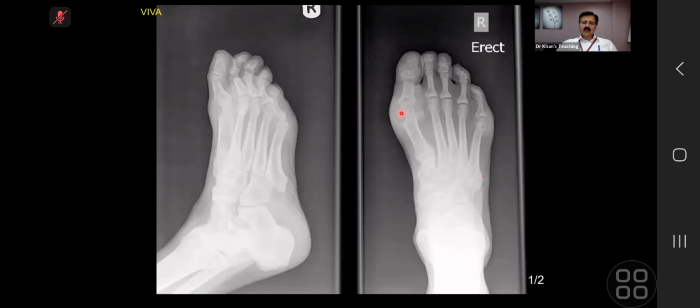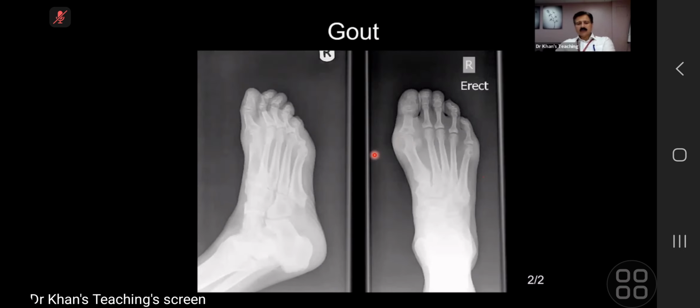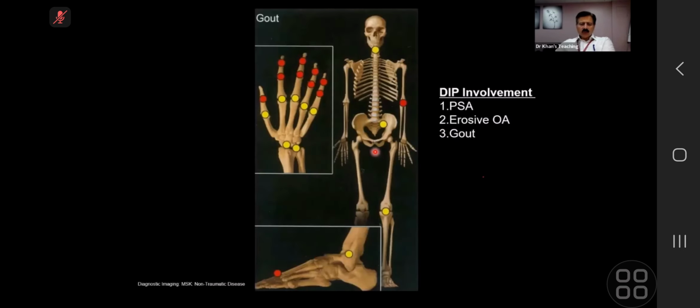Of course, there can be involvement which goes along the cortex here, but the joint space is also reduced. So this is gout. And in other cases of gout, please remember distal interphalangeal joint involvement. This is why, for DIP involvement, make a note for the exam: PSA, erosive OA, gout.